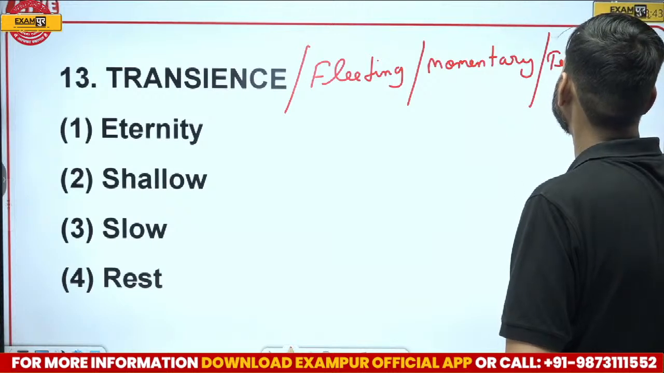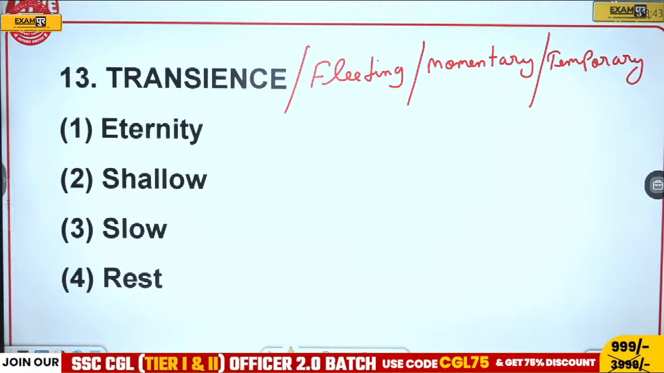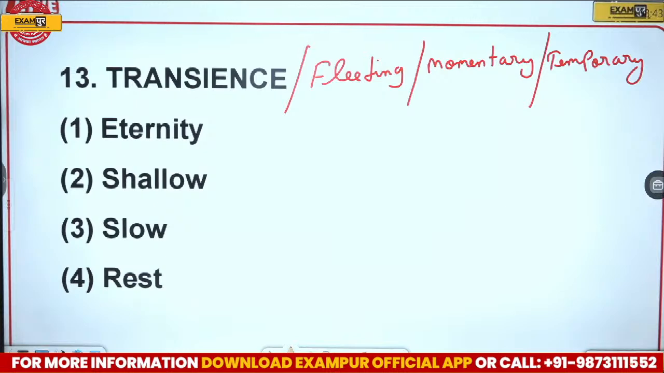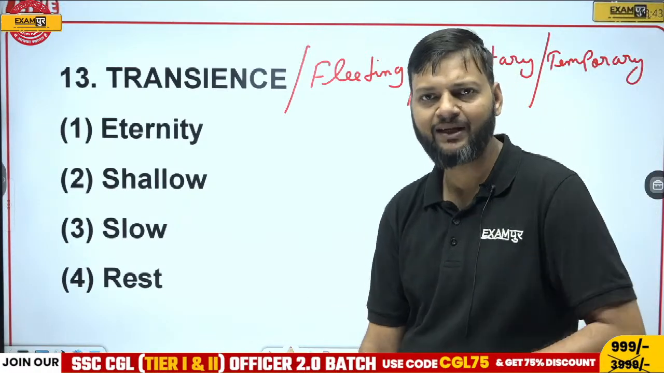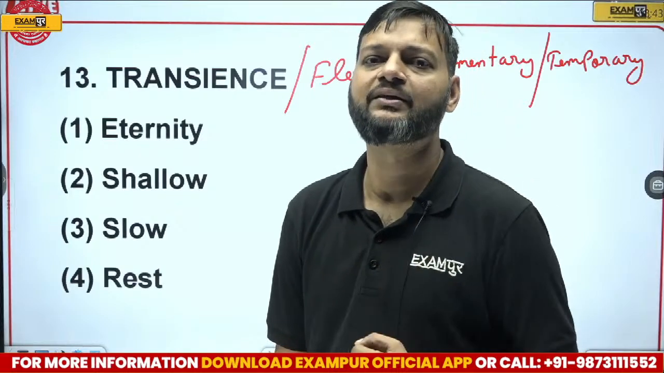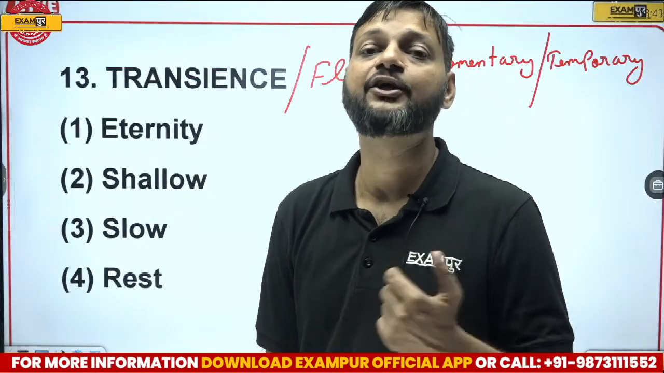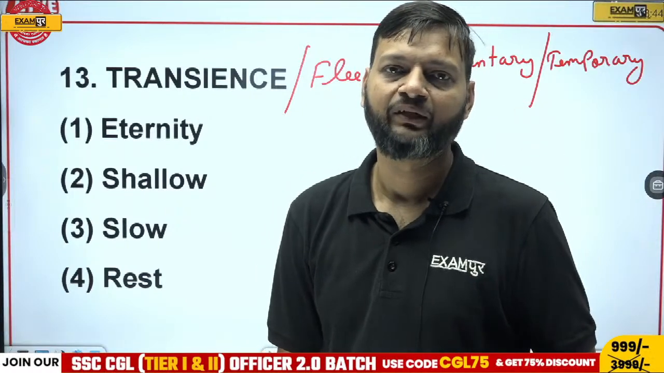Simple word. Okay, fleeting or momentary or temporary. Something which tends to end soon. Something which is not permanent. Something which is not eternal. Something which is not eternal is called transience.